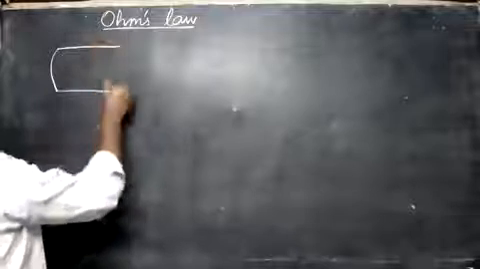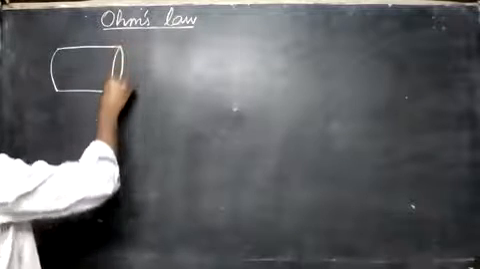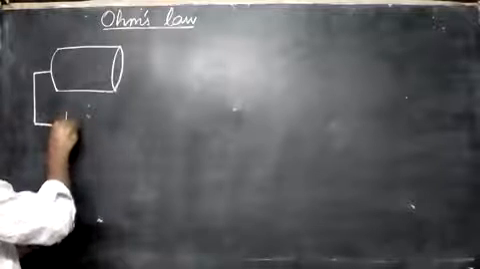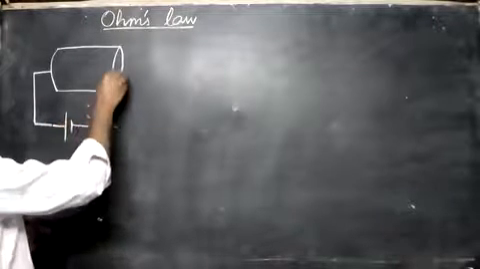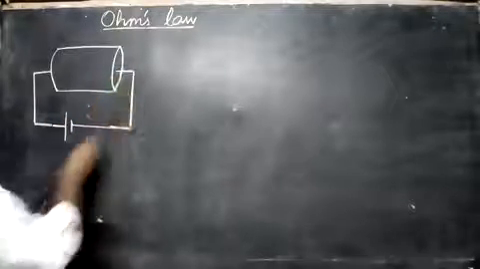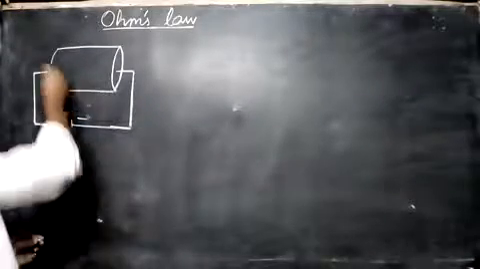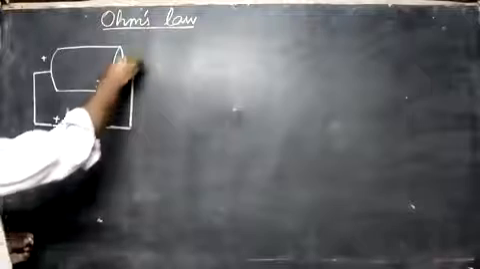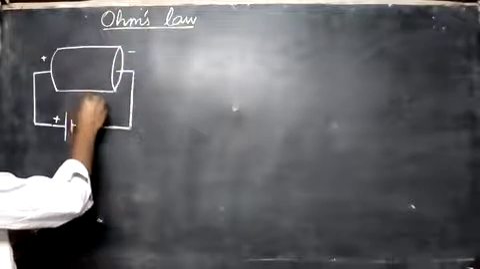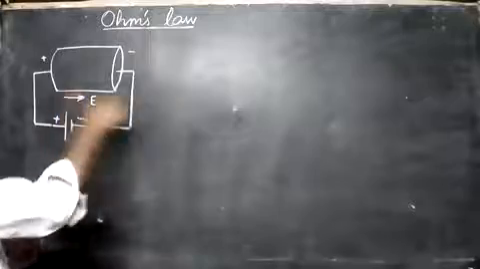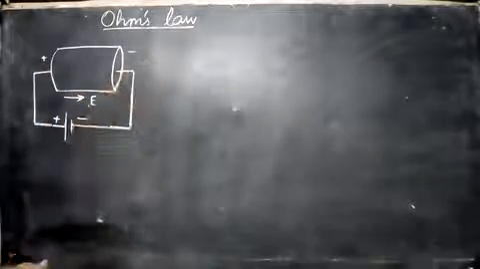For that, first let's take a conductor here. Like a piece of wire, it's like a cylinder. This we'll connect to a battery or cell. This is the positive end and this will be the negative end. Electric field, we know, starts from the positive and goes towards the negative. So this is the direction of the electric field, positive to negative.